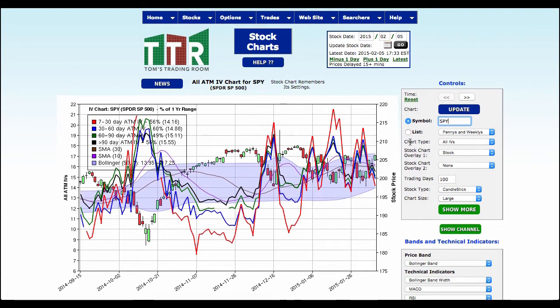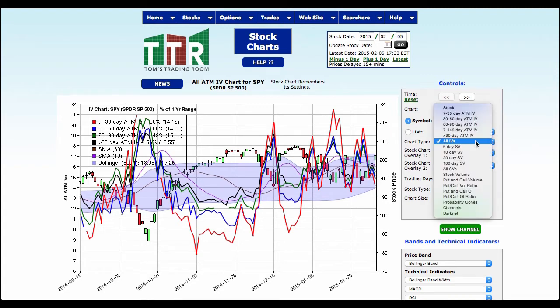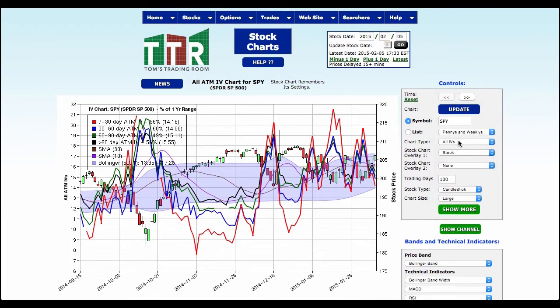For chart type, I'm going to put all IVs, all implied volatilities. If you want to look at a single IV, you could do that as well. You can also look at statistical volatility, volume, put-call ratios, probability cones, darknet, all kinds of neat stuff you can do in these charts.